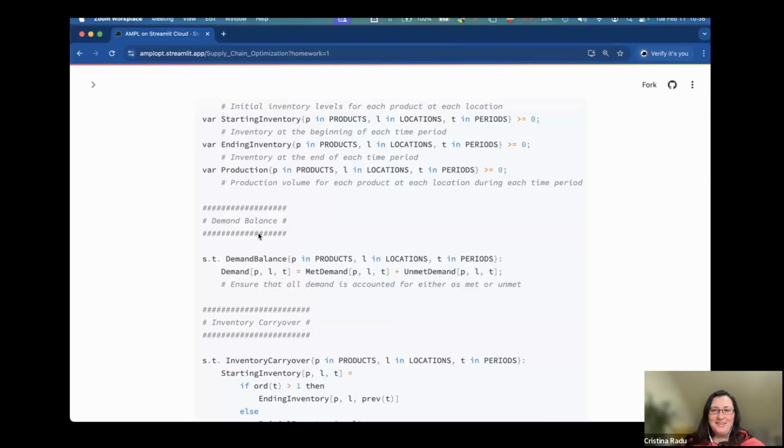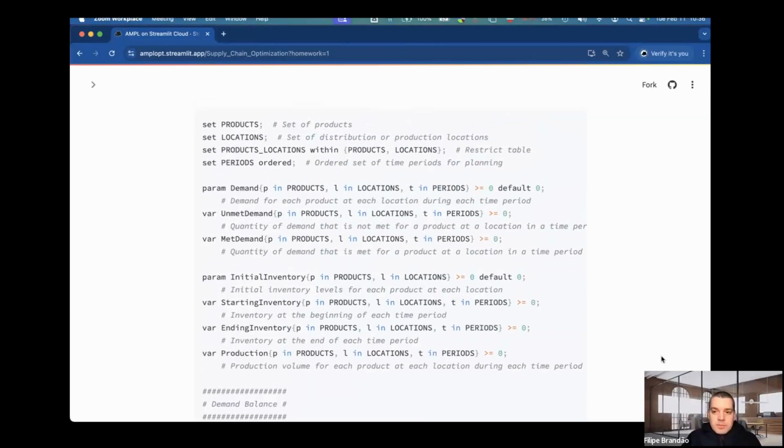Can you go a bit up? Oh, sorry, I wanted to make a comment. If you go to the demand, yeah, you see, here in the demand paragraph, the demand is a parameter, but unmet demand and met demand are variables, right? Because the demand is an input, and then the other ones are variables. So they are in the same paragraph, but they have kind of a different nature. Yes, because this is an input, and these are outputs, essentially what the solver is going to be optimizing.